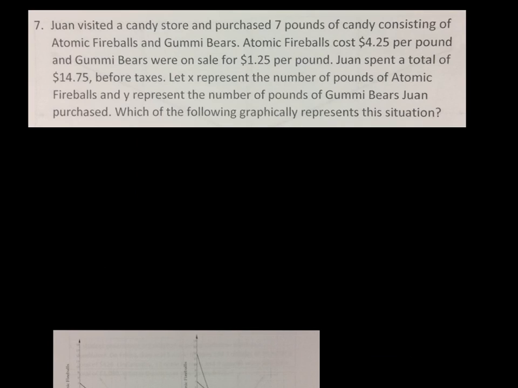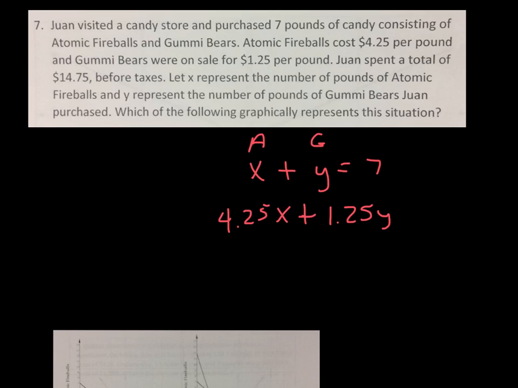Now, you could probably spend all day doing this one problem, but let's go ahead and cut to the chase. We know that the atomic fireballs are X, the gummy bears are going to be Y, and when I add these together, I've gotten 7 pounds. Now, I know that the atomic fireballs are $4.25. I also know that the gummy bears are on sale for $1.25 for every pound of gummy bears. And I'm going to spend, or Juan's going to spend, $14.75.